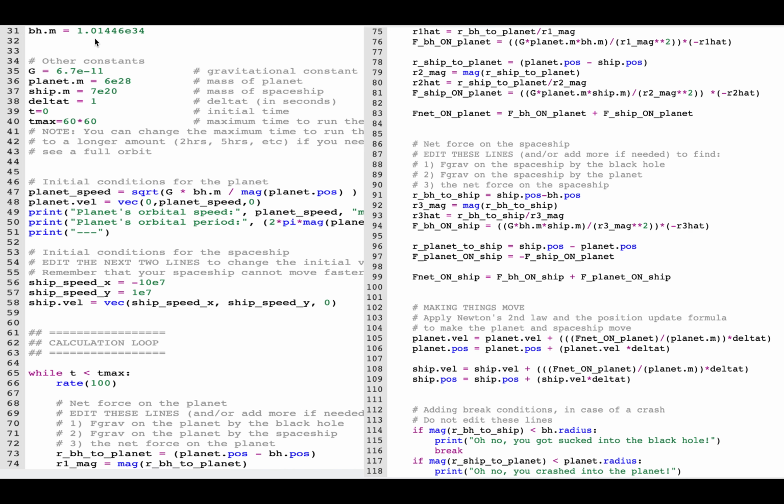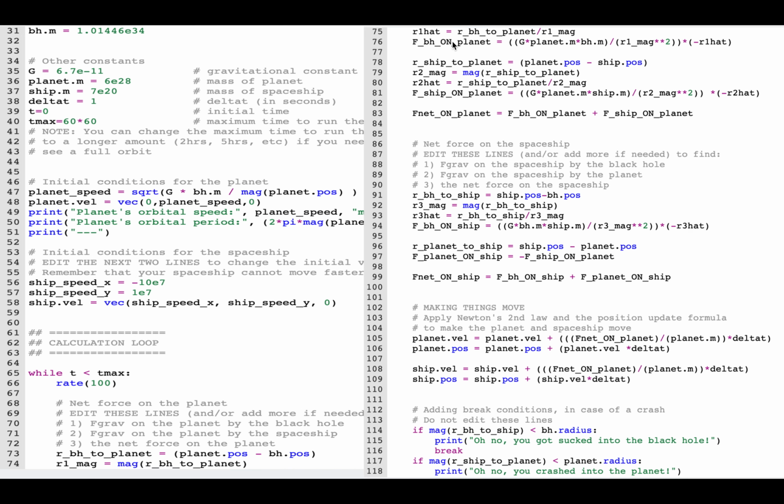So for starters, we're going to put the mass of our black hole all the way up here that we just found. Here are other constants, which is just the mass of our planet, mass of our ship, gravitational constant, etc. And our ship speed x and our ship speed y so that we can get the velocity of the ship that we need. And so over here is where we're going to start our computations.